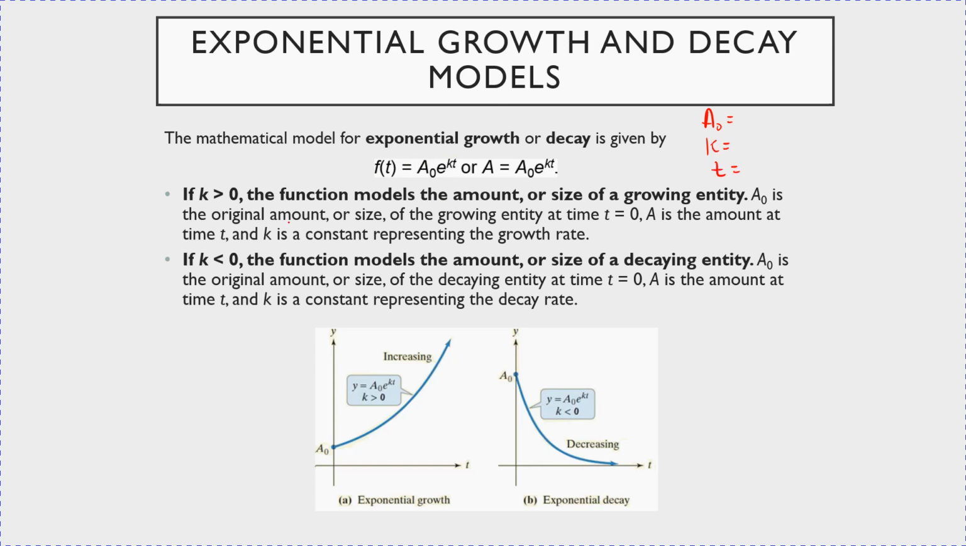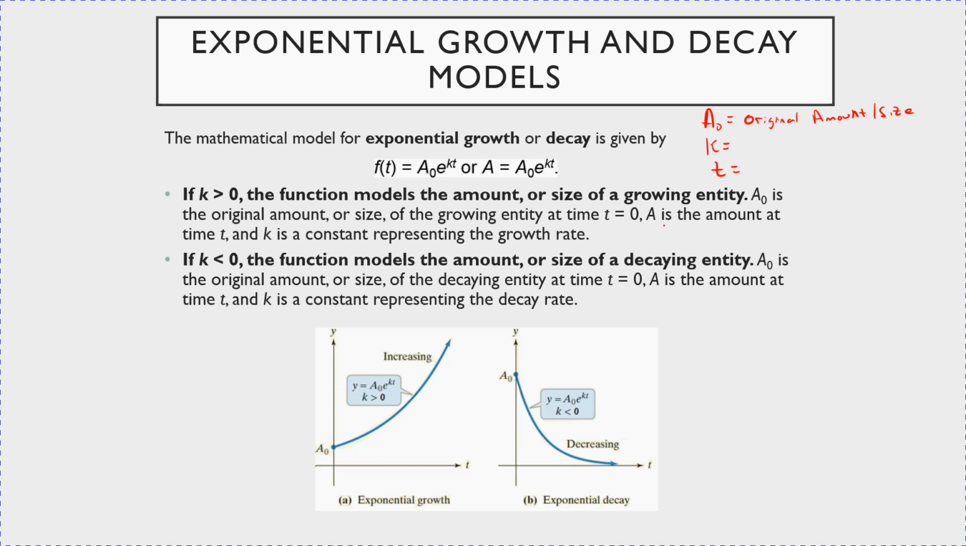Now here's the thing. If k is greater than 0, the function models the amount or size of a growing entity. And if k is less than 0, the function models the amount or size of a decaying entity. So this k value is really important. In each case, a sub 0 is the original amount, or the original size, at t equal to 0.